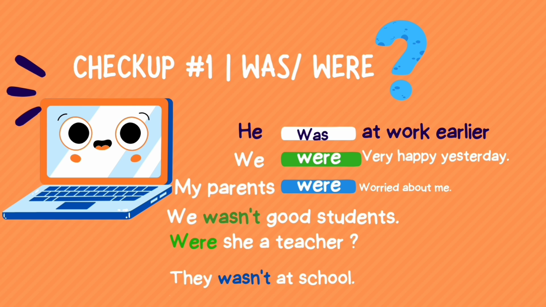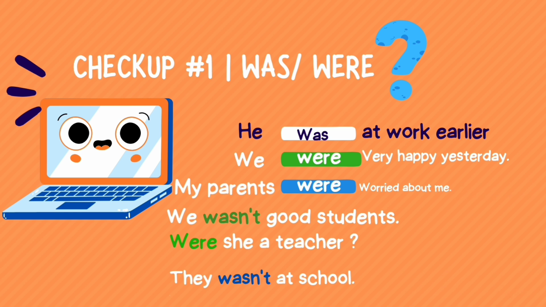The next sentence says, we blank very happy yesterday. If the subject is we, remember the be verb is were. We were very happy yesterday. Next, my parents or they blank worried about me. If it's they, remember we have to say were. My parents were worried about me. If I want to use the negative, I can also say my parents weren't worried about me, and that's possible.